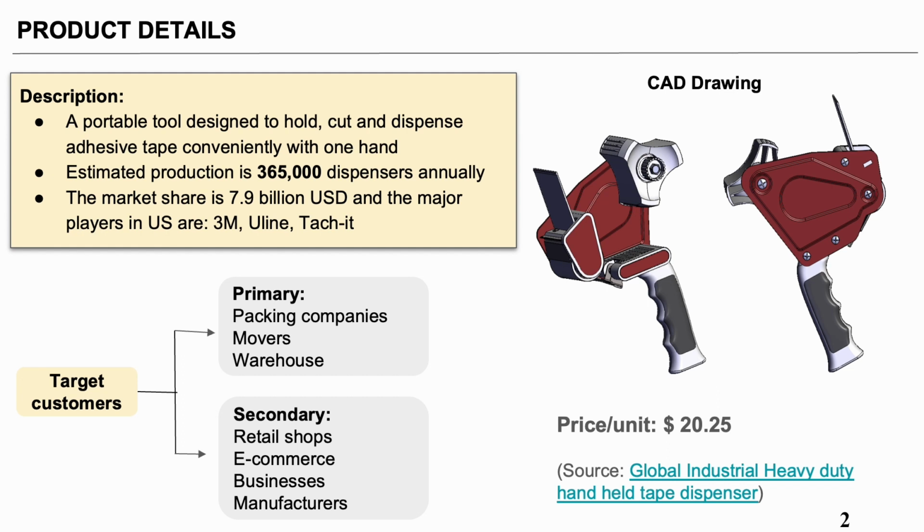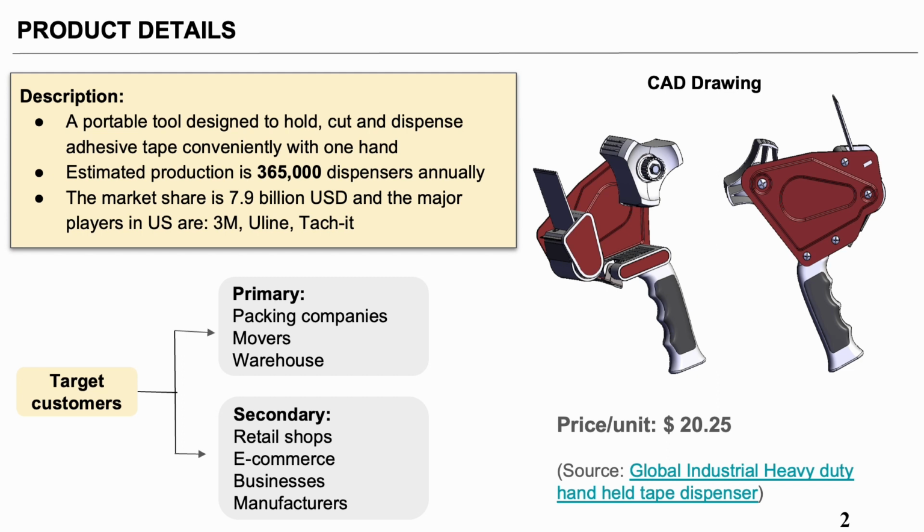Product details. Description: a portable tool designed to hold, cut and dispense adhesive tape conveniently with one hand. Estimated production is 365,000 dispensers annually. The market share is 7.9 billion US dollars and the major players in the US are 3M, Uline and Tackett.